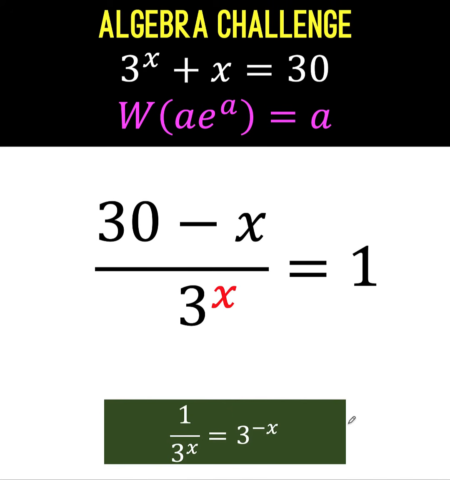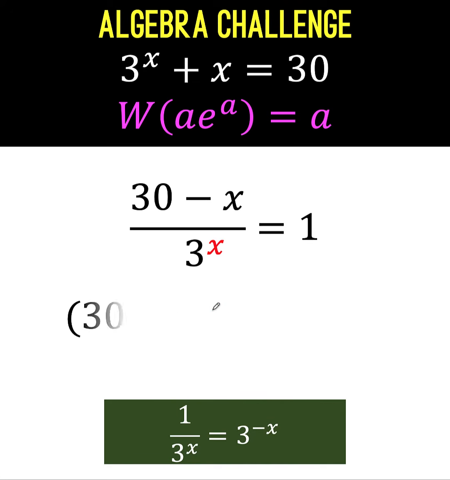Then let's recall this property. When you have 1 over 3^x, that is just the same as writing 3 raised to the negative of the exponent of the denominator. This means that this resulting equation can be re-expressed this way. We copy the numerator and multiply it by 3^(-x) and copy the right side.